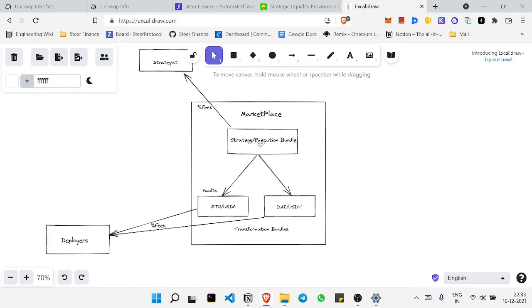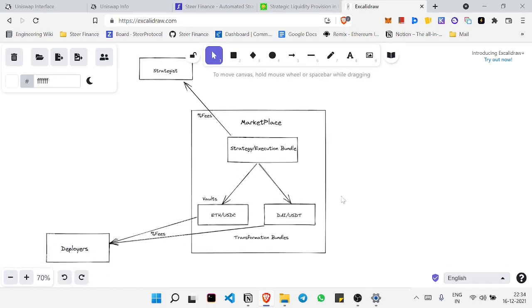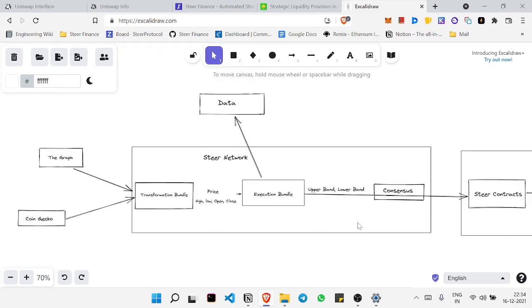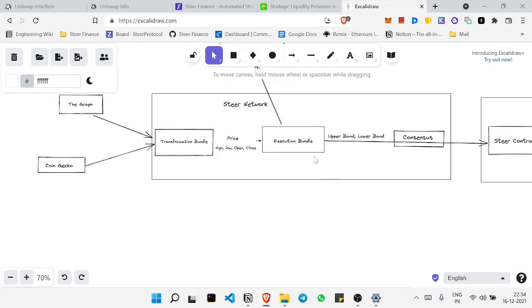I've written something called execution bundle and transformation bundle. So this is essentially what a strategy consists of from a developer's perspective. The execution bundle is the logic of the strategy, and the transformation bundle is the source of data for the execution bundle. If we look at it from the STN network's perspective, we can see that the transformation bundle and the execution bundle is present.